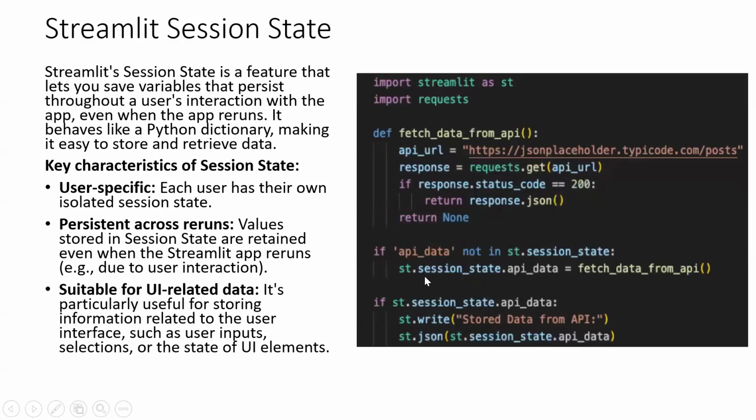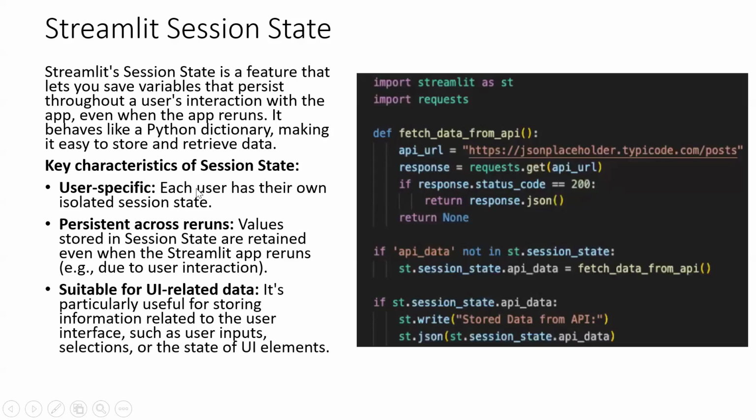Okay, if it is not there, then create the API data key and the value should be fetched from this particular function. Okay, once it has the value, when the next time you rerun this application, what will happen? It will come to this method, it will not execute, it will go here, it will see is API data not in session state? No, it will say it's already there. Then it will proceed to the next, and it will simply use that: if session_state.api_data, st.write stored data from the API. I think this is clear now.